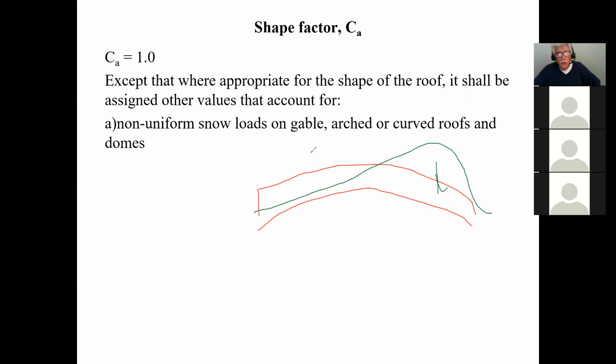So if I have a flat roof, not a problem. I will have a uniform load going across it, but depending on the shape of the roof, CA is no longer 1.0.